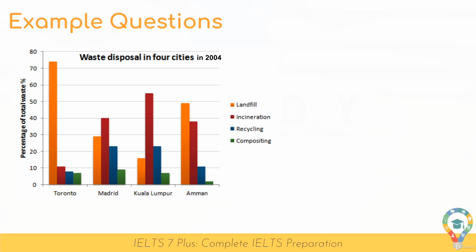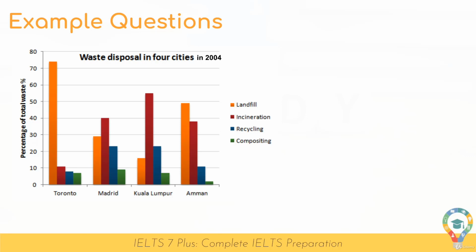Before we see the question, let's talk through the information presented to us. So first we can see that this is a bar graph. Beginning with the title at the top, it's showing us the waste disposal in 4 different cities in the year 2004.